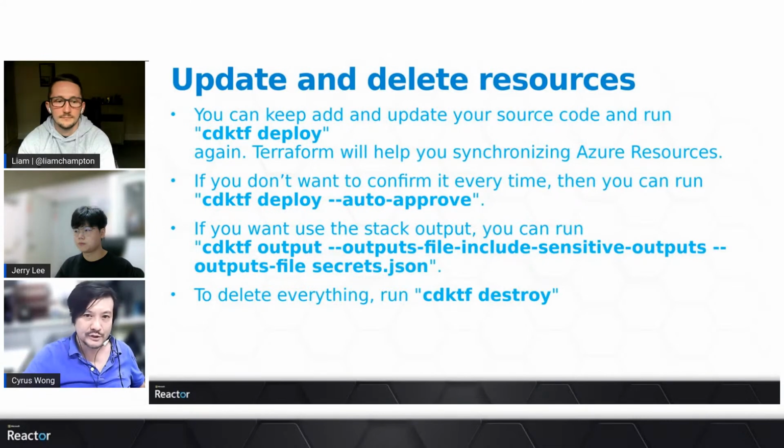And for the output, sometimes the output has some sensitive information, for example your password, your key, something. If you want to read it, the straightforward way is to put it into a file, and then remember to put it into gitignore. Then you read the JSON file for your secret. And when you want to destroy the stack, it's just straightforward. Like Terraform, cdk destroy will destroy the stack.